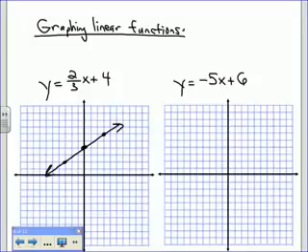Okay, there we go. Here we would start at 6, and we would go down 5, over 1, so that's a really steep negative slope.